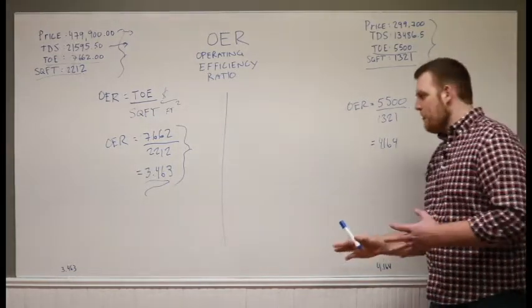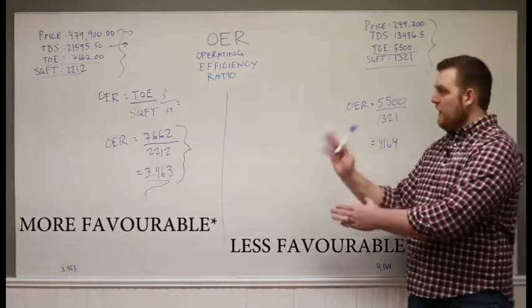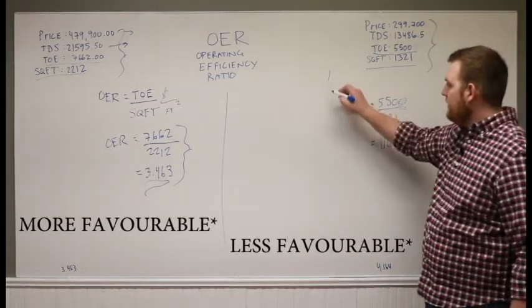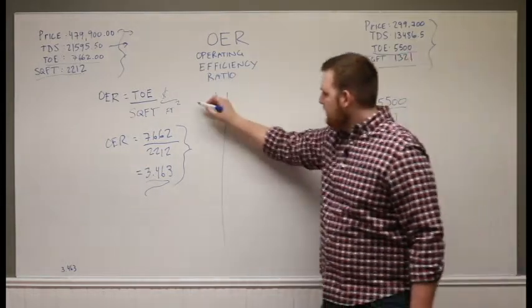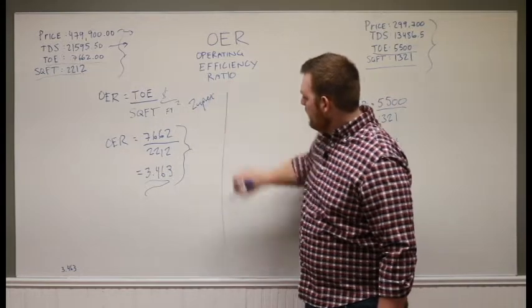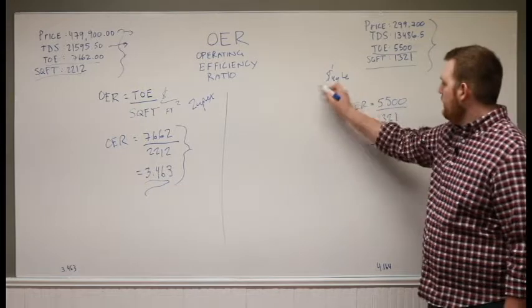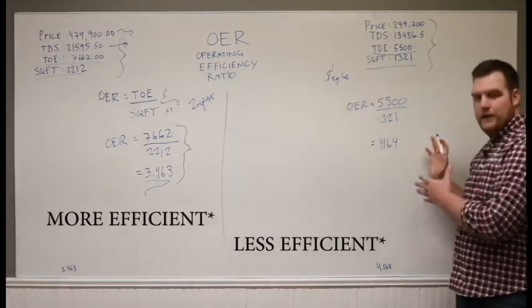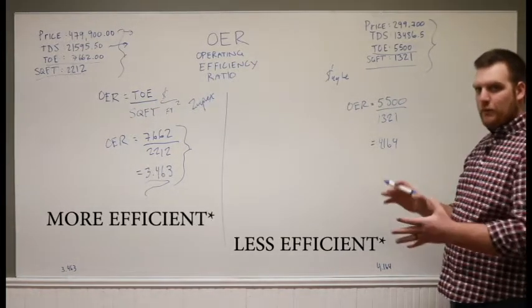What does that mean? This property on paper is less favorable in terms of the operating efficiency ratio than this property. Remember, this is like a single family, and this is a duplex. And this is single. So what does that mean? All that means is this property per year is more efficient with the costs that it incurs per square foot.